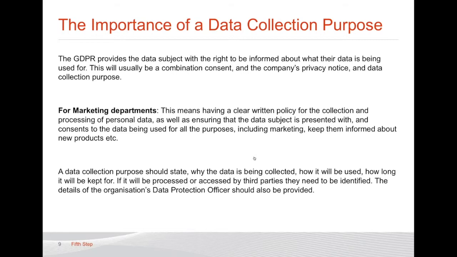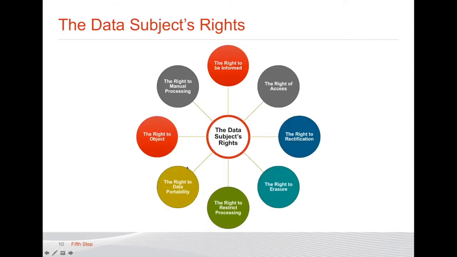It's absolutely key. The data collection purpose states why the data is being collected, how it's going to be used, and how long it's kept for too. And you should also include any information about third parties who are going to be given access to the data, and you must include the details of your data protection officer. We'll cover the details of what a data protection officer is in a little more detail in a little while. But the key aspect there is that you need to have a contact point, and this needs to be a telephone and email address type contact point, so that a data subject can inquire about how their data is being used and indeed enforce the rights of the data subject. And we'll touch on those right now.